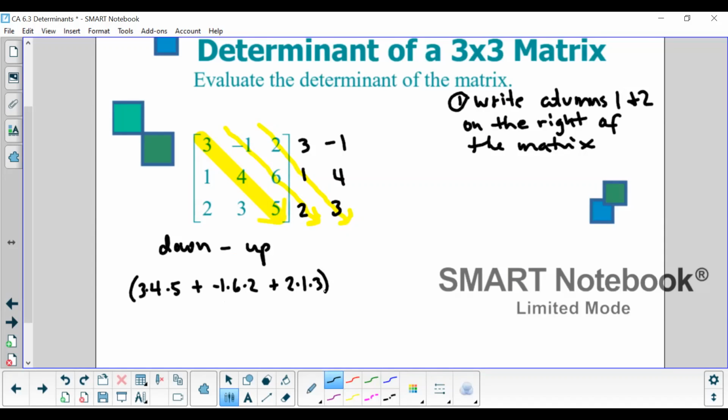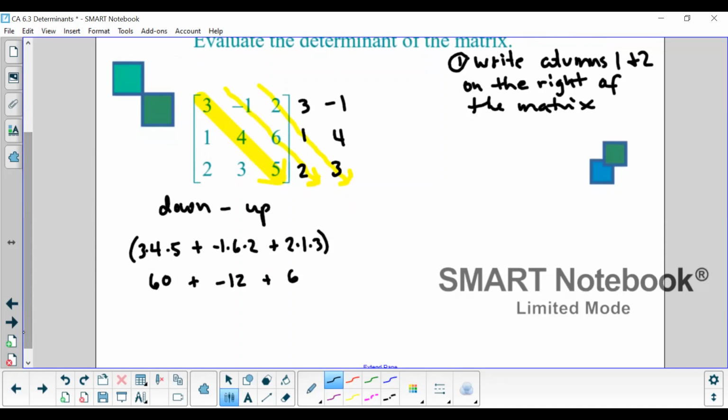So let's go ahead and do that before we talk about the up diagonals. That's 3 times 4 times 5 is 60. -1 times 6 times 2 is -12. 2 times 1 times 3 is 6. And then -12 and 6 is -6 from 60 is 54. And then we're going to subtract the up diagonals.